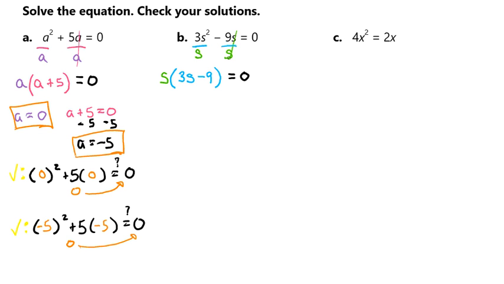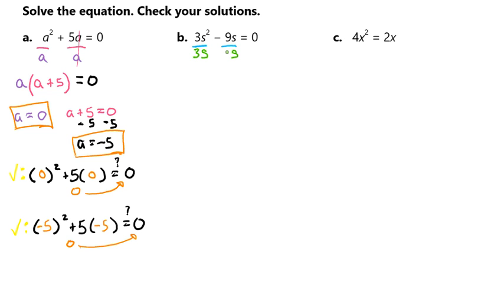So now we're going to use the zero product property. So I'm going to take each section and set it equal to 0. So I'm going to have s equals 0 and 3s minus 9 equals 0. Well, I don't think we took out our greatest common factor, so we might need to go back and look at that, because 3 and 9 each have a 3 in common, which means we didn't get the greatest common factor. So it's not just an s.